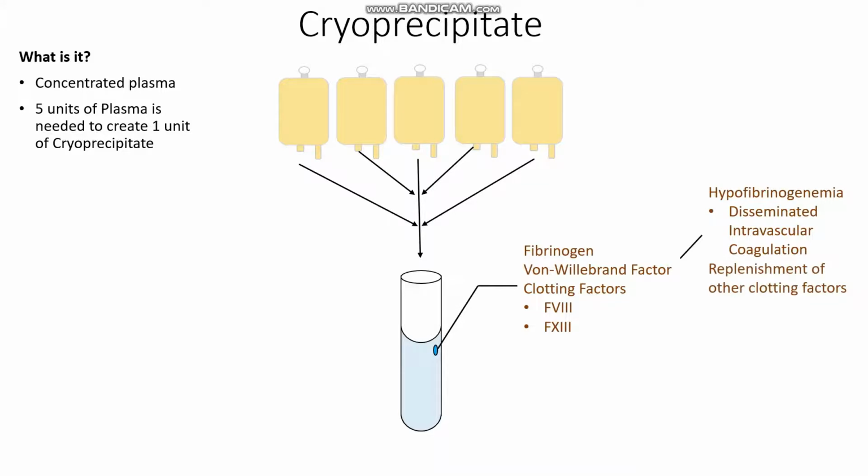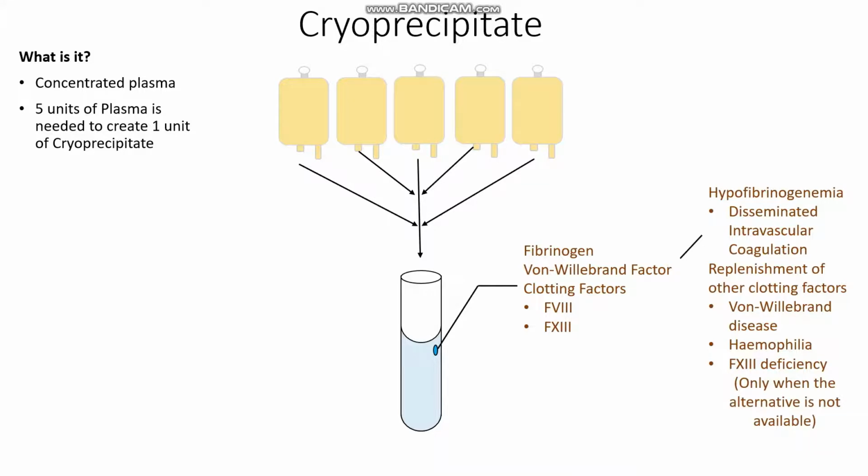We can also use it to replenish other clotting factors. So in something like von Willebrand disease, something like hemophilia, or something like congenital factor 13 deficiency, we can actually use cryoprecipitate only if the first line alternative is not available. So what do I mean by this? Well, in something like hemophilia A, we actually have factor 8 concentrate, octocog alpha, without the need for all of the other stuff in here. And there's a much lower risk of a transfusion reaction. So therefore, we should use that first line.